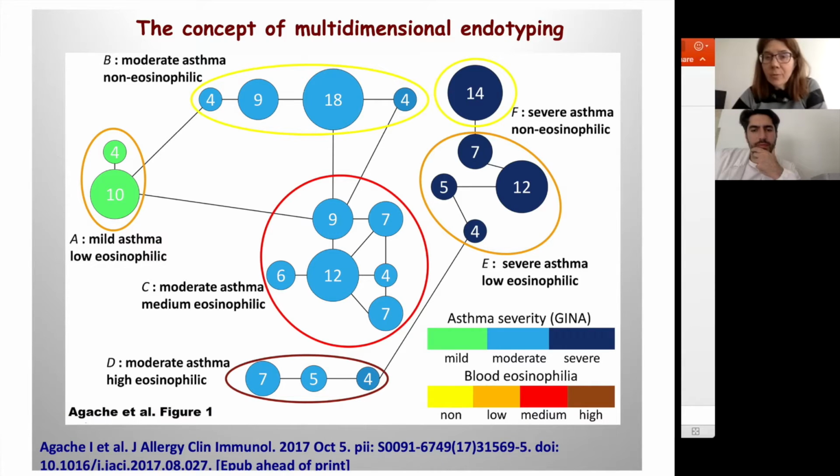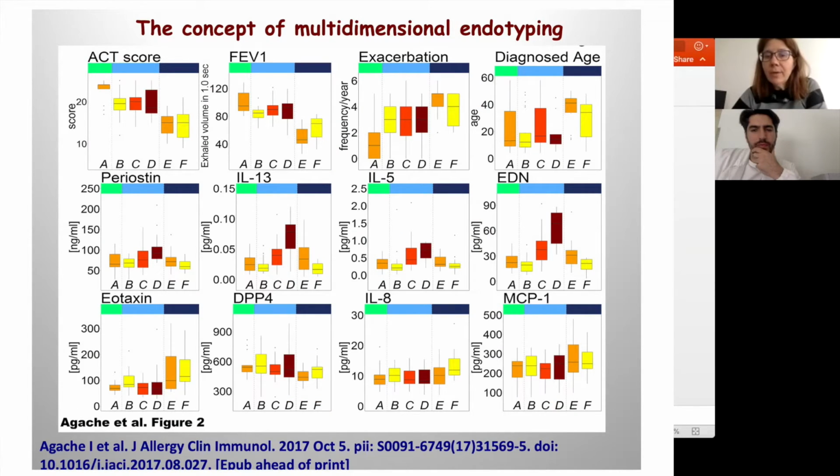Now, the big surprise is when you look here, for example, at asthma with exacerbations, because here you will have the patients with more exacerbations in the severe asthma cluster. But if you look at these two clusters, they have low levels of IL-5 and even lower levels of DPP-4, which is also a type 2 cytokine.